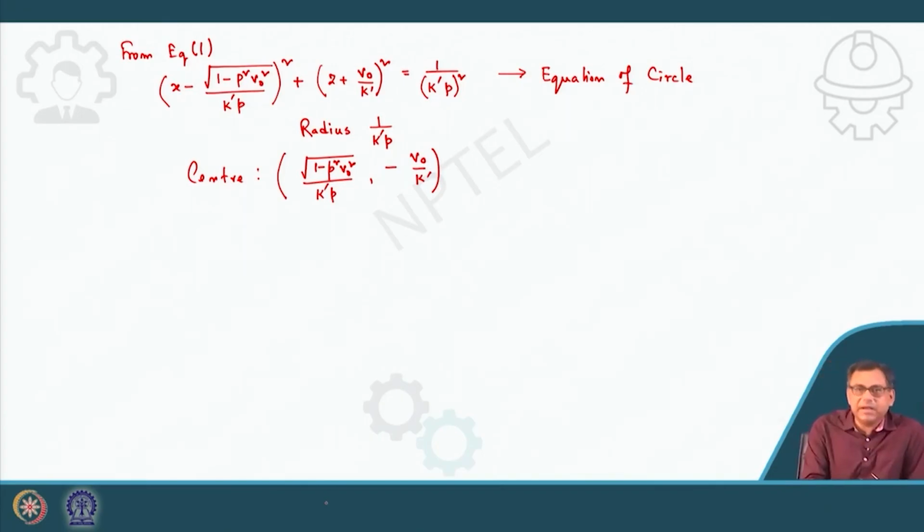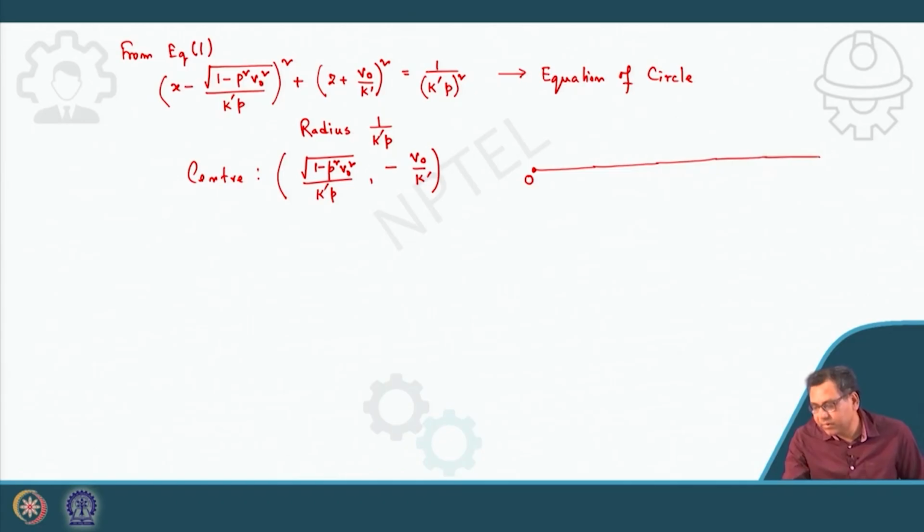So what does it mean? It means that if O is the source, and if I draw the travel path of different rays with respect to different geophones, this is Z and this is X.